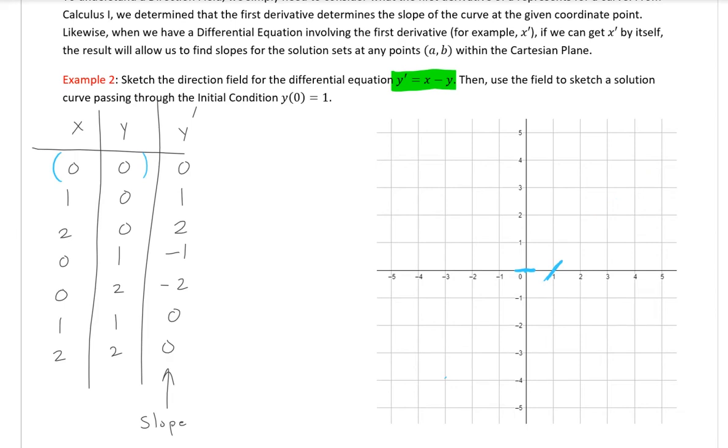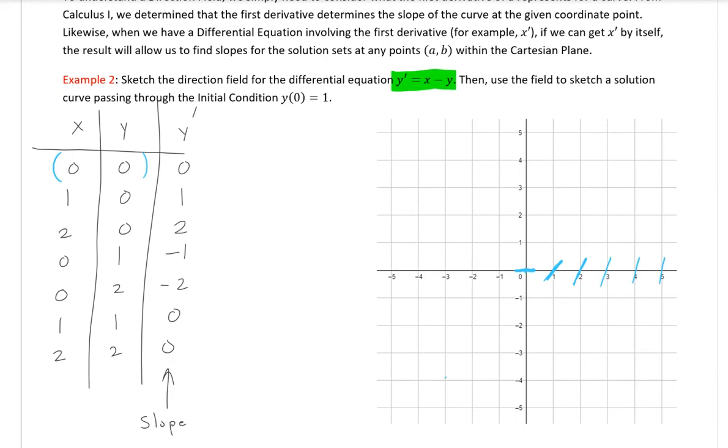At 2, 0, I have a steeper slope of 2. So I get something steeper like so. And you can extrapolate from that. We can see a pattern already that as I go further in this direction, this is getting steeper and steeper and steeper.